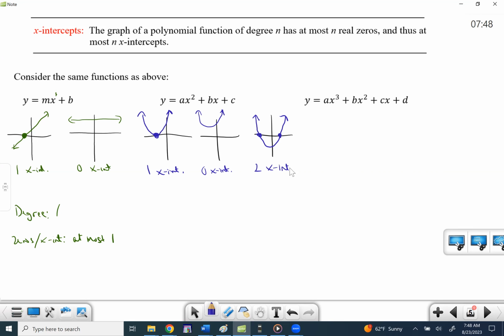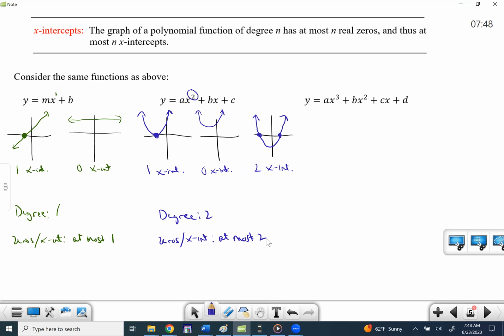2 zeros, 2 x-intercepts. Okay. So this one is degree 2. A parabola is a degree 2. That's our highest exponent. But as far as the zeros or x-intercepts, right? At most 2.